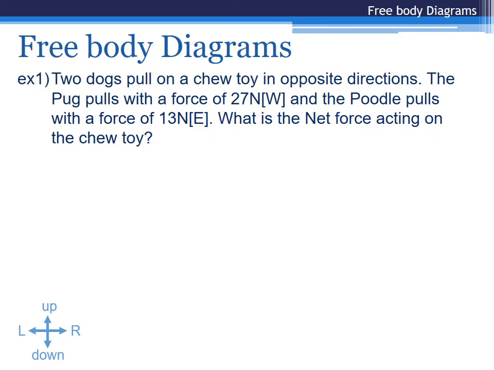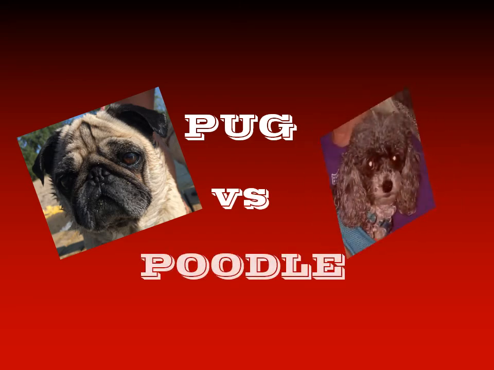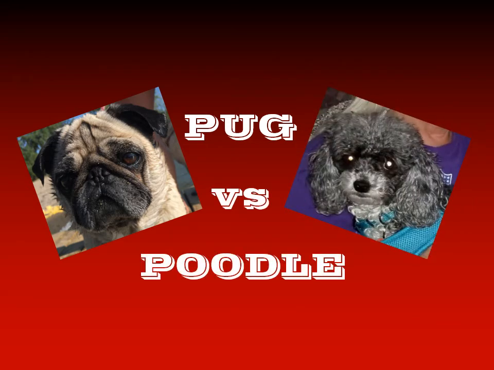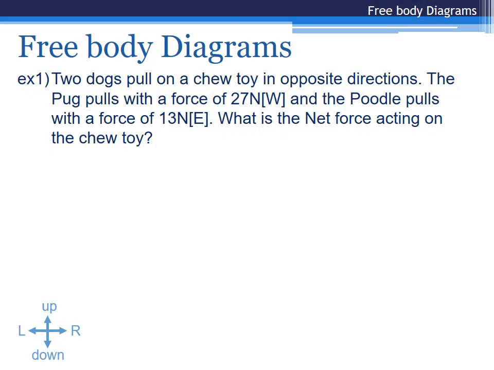Example 1. 2 dogs pull on a chew toy in opposite directions. The pug pulls with a force of 27 newtons west, and the poodle pulls with a force of 13 newtons east. That's right. It is pug versus poodle. What is the net force acting on the chew toy?